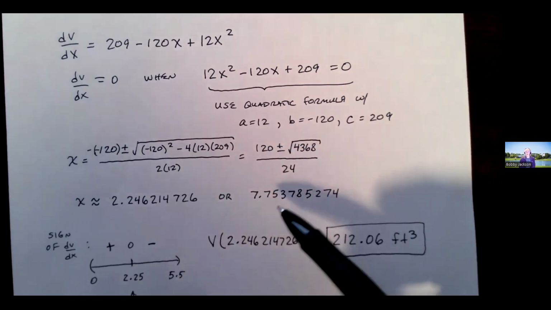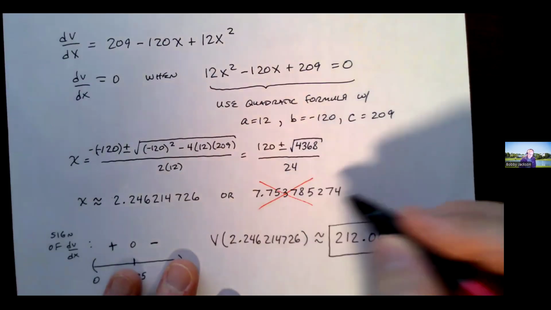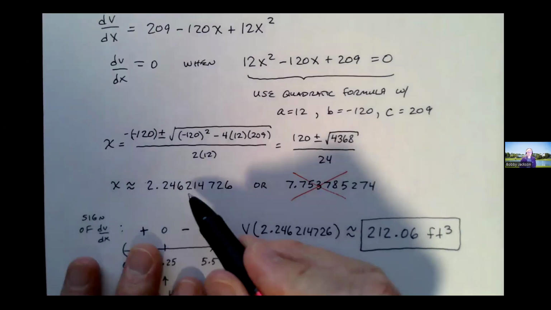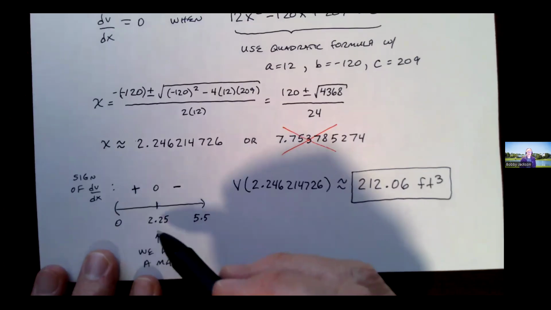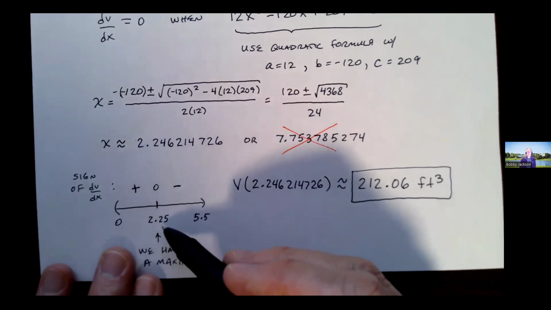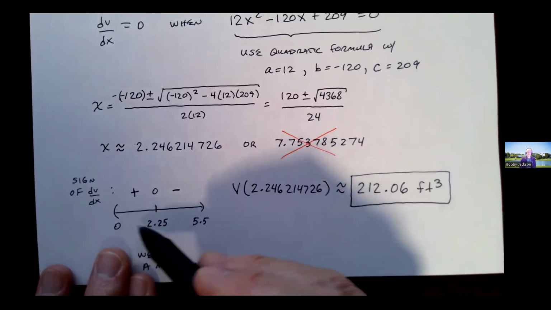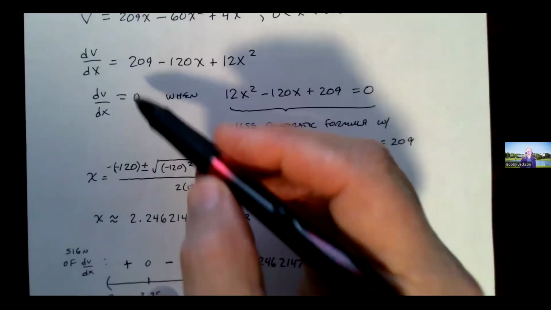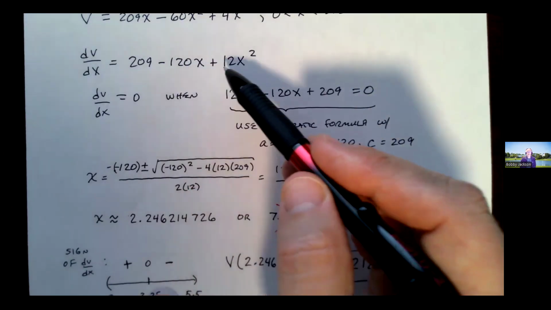Here are our 2 values. But remember, this one is not going to be valid because the value of X has to be between 0 and 5.5. So this is our only critical point of interest. And we will need to do a sign check to show that we have a maximum. It's about 2.25. And if I check a value of my derivative for any value between 0 and 2.25, like 1, if I plug 1 into this derivative, I'll have 209 minus 120 plus 12.